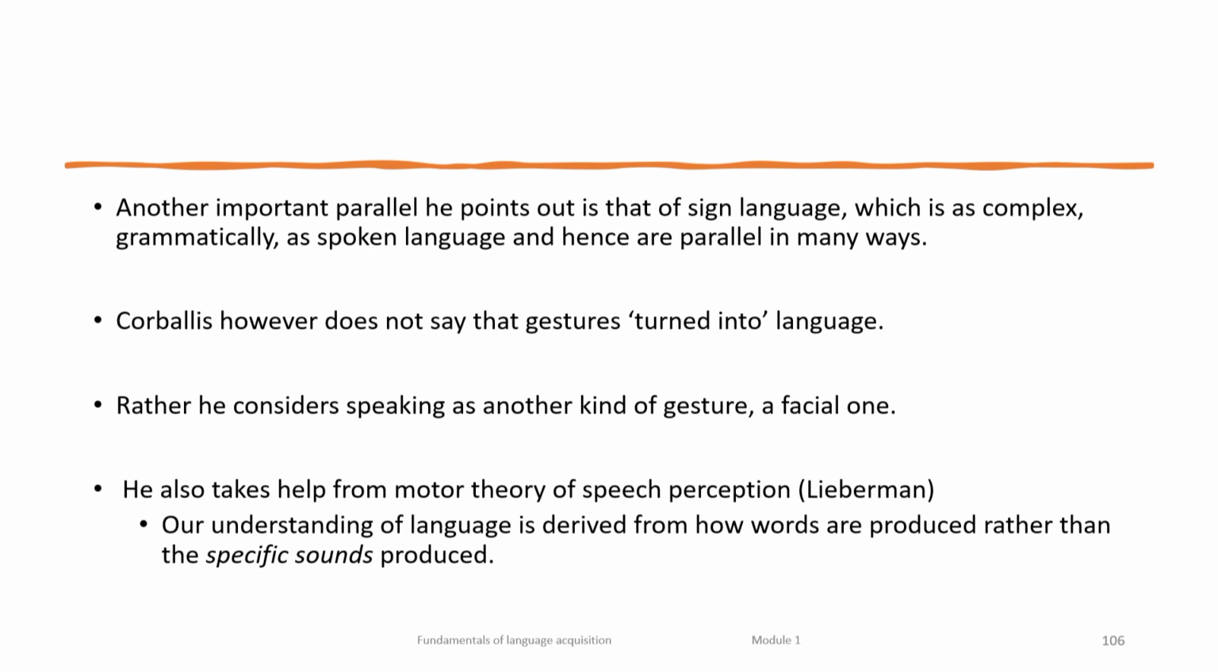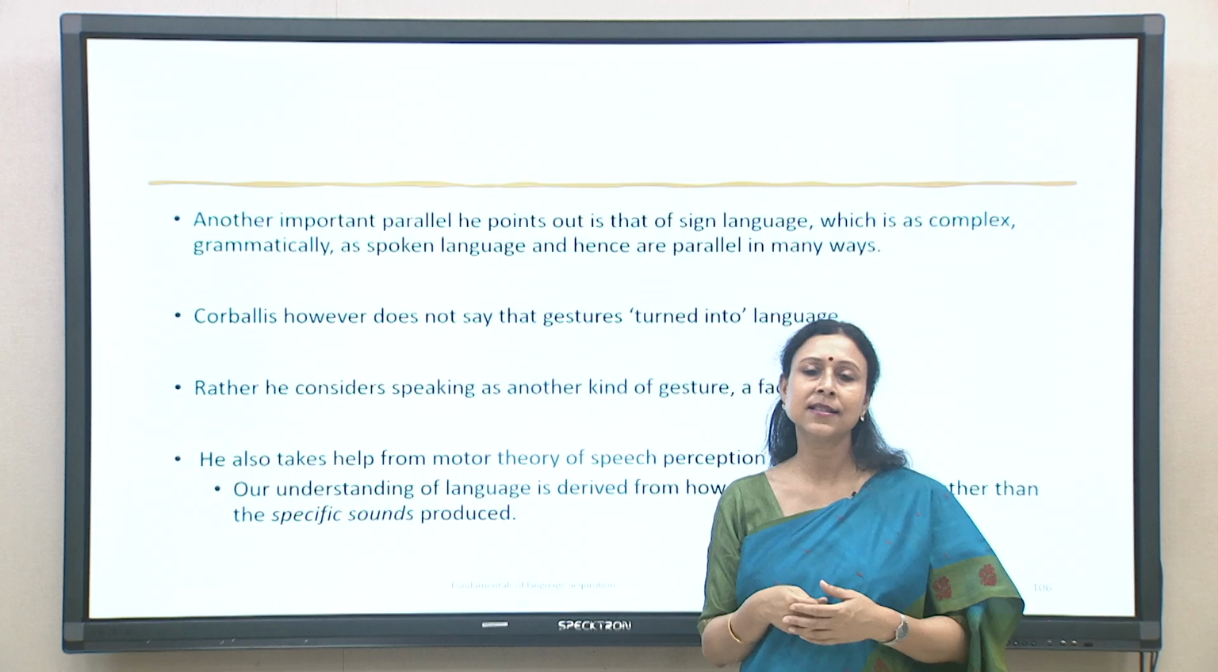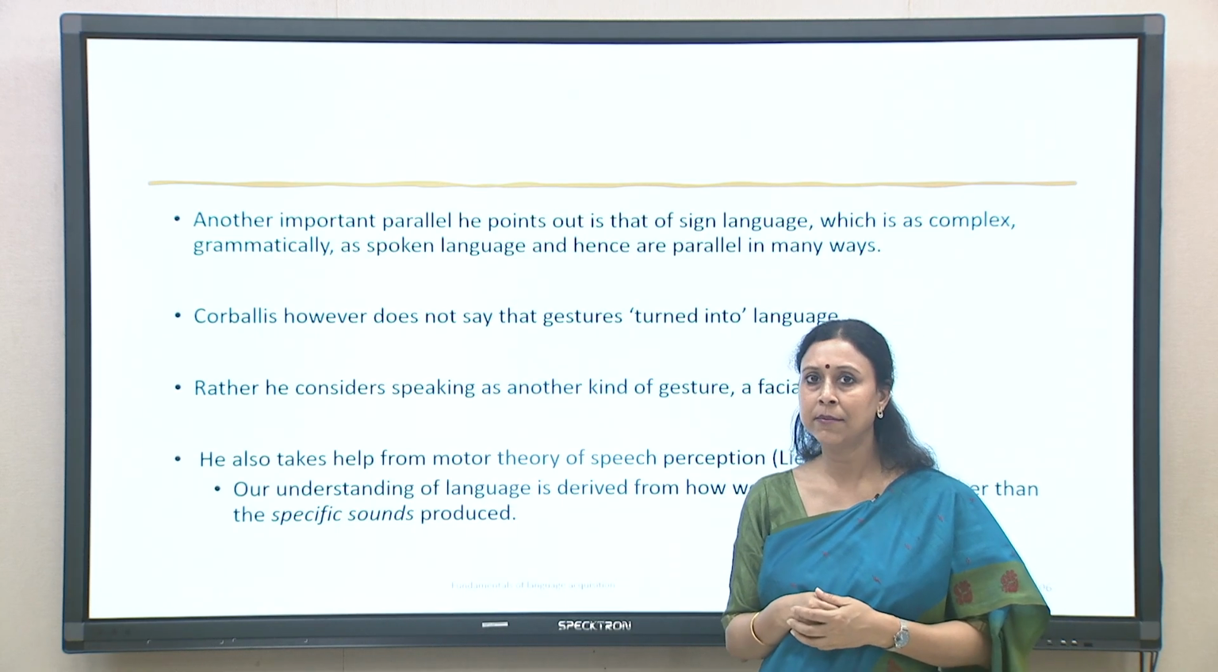Another important parallel that he points out is that of sign language, which is as complex as the vocal-auditory language. This is another proof according to him. He, however, does not say that gestures turned into language, unlike his predecessors who said that gestures came first and then language happened, gestures converted to language. He does not say that. He considers speaking as another kind of gesture, which is a facial one. So, something similar to what Hewes had also said about mouth gestures.